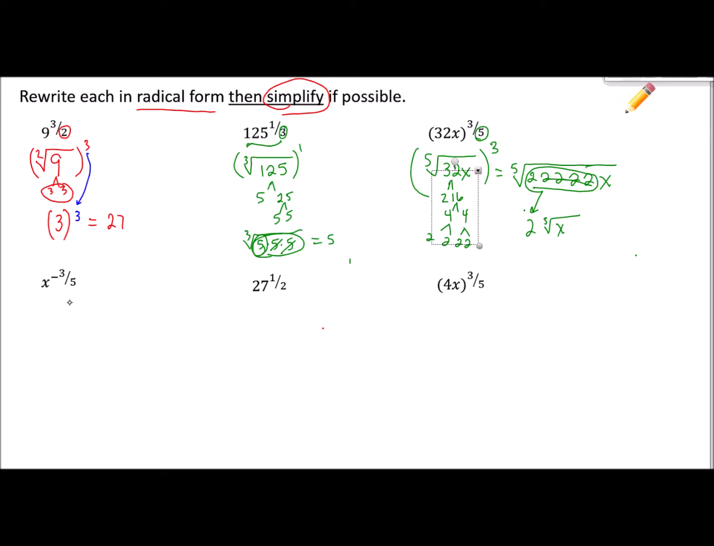Okay, this one has a negative power. Uh-oh, negative power. That means jump the line, and that's to change your power. So it becomes 1 over x, now to the positive 3/5. Okay, applying my rule, this on the bottom becomes the 5th root of x to the 3rd. I put that 3, the numerator, on the inside so that you can see that it's done either way. Okay, this is only 3 x's. I need a power of 5, so that's going to be our finished answer.